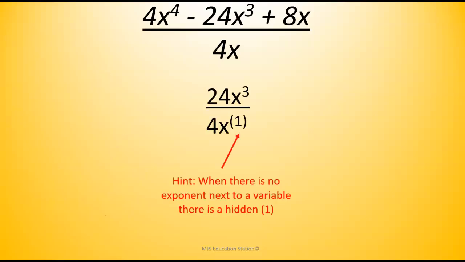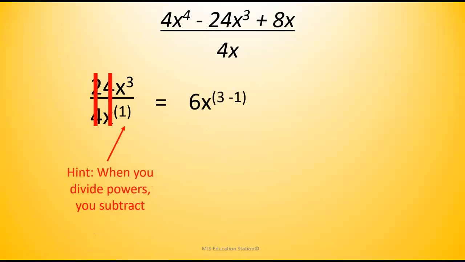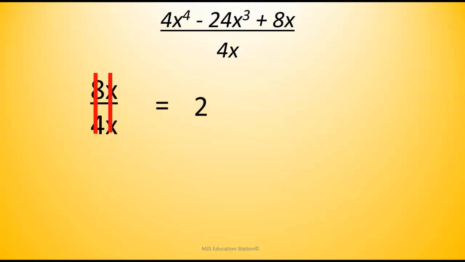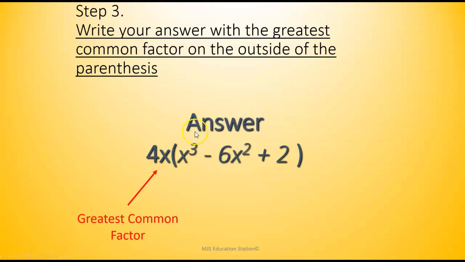Now we're going to do the middle term. 24 divided by 4 gives you 6. 3 minus 1 would give you 2. So we get 6x squared. And then 8 divided by 4 is going to give you 2. X to the first divided by x to the first, so 1 minus 1 is 0, so we get 2. So again, we pull out our GCF, which was 4x, and we're just going to rewrite everything else that was written when we divided by 4x.